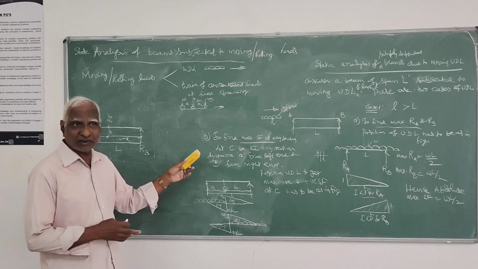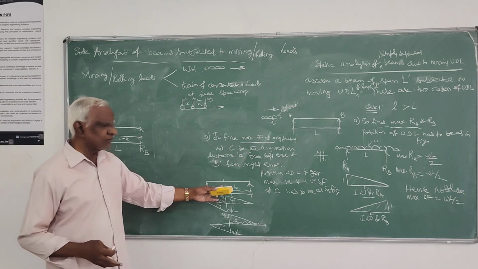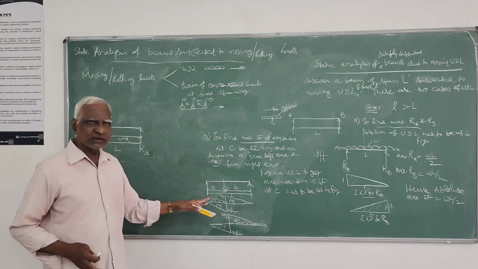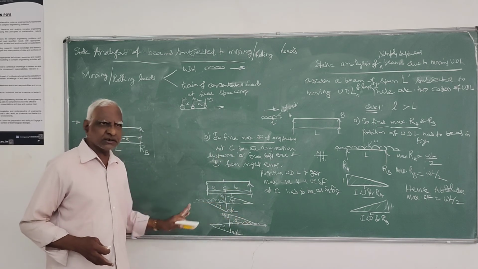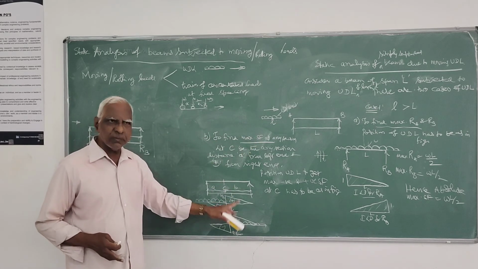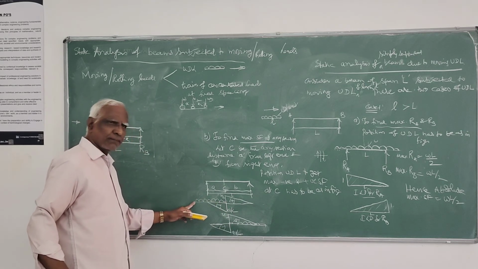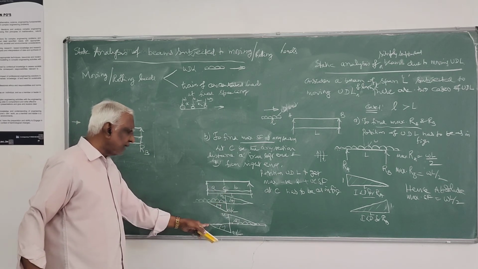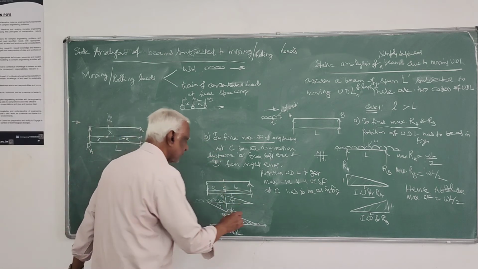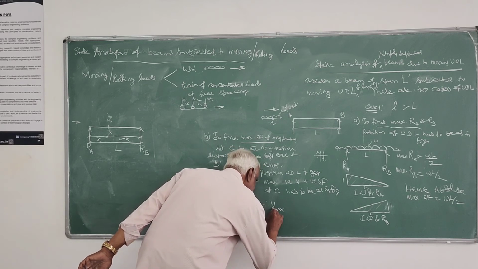That is our second part, as I told you: maximum shear force at any section or any point. First you have to get the position of the UDL. When the UDL length is greater than the span, this has to be the position. So for this position, you place the load and use the influence line diagram for getting the maximum value.